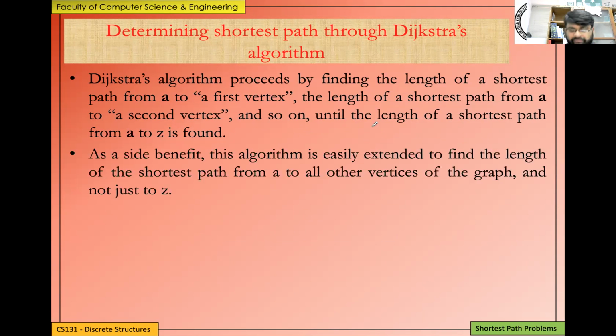Automatically, when you're finding the shortest paths, this algorithm can easily be extended to find the length of the shortest path from A to all other vertices of the graph, and not just to Z alone. Whatever is being visited for finding Z, we'll reach through the shortest path. So all vertices that are explored in Dijkstra's algorithm will automatically have their shortest paths found, not just Z alone.